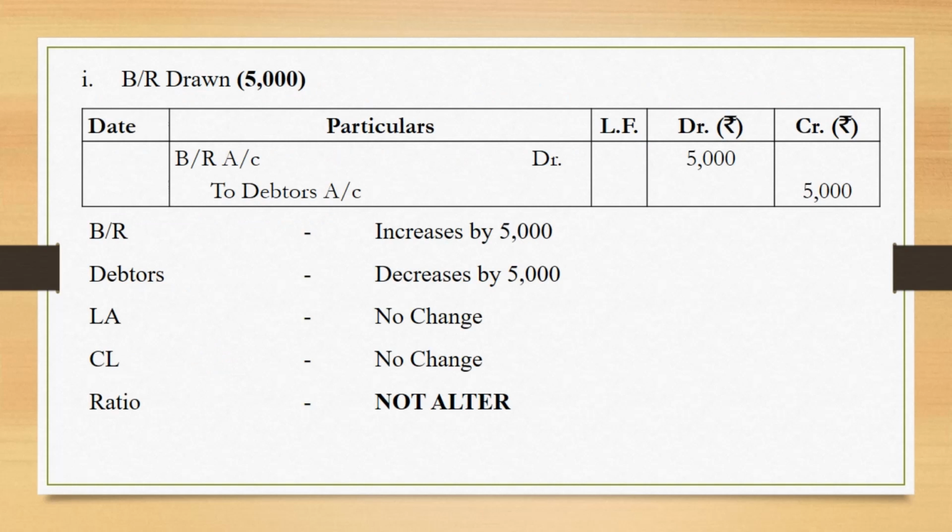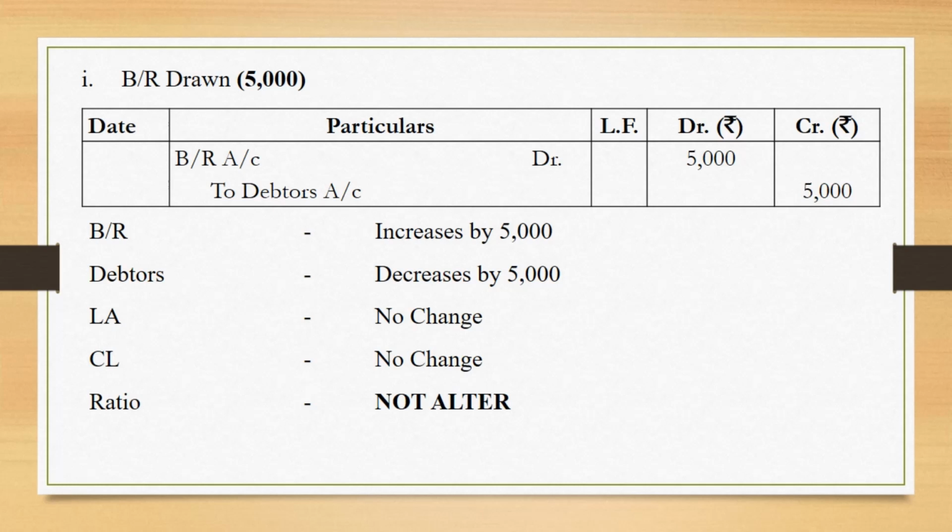The first transaction on your screen is bills receivable drawn. I have taken the amount as rupees 5,000. Now let us see the entry for this. When the bills are drawn, the entry is bills receivable account debited to debtors account. You can see that journal entry. Now bills receivable account is debited, so bills receivable increases by 5,000. Debtors account is credited, so debtors decreases by rupees 5,000.